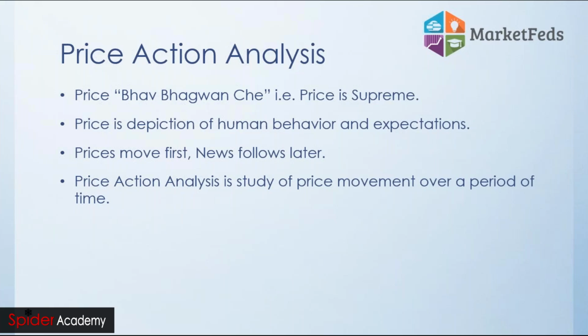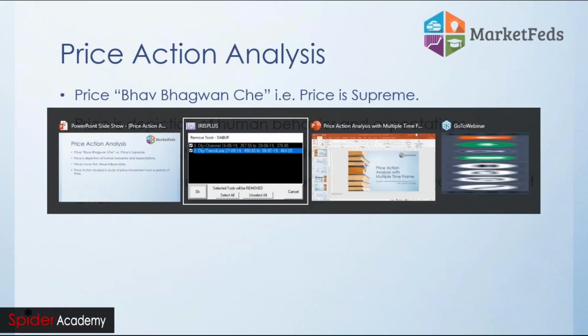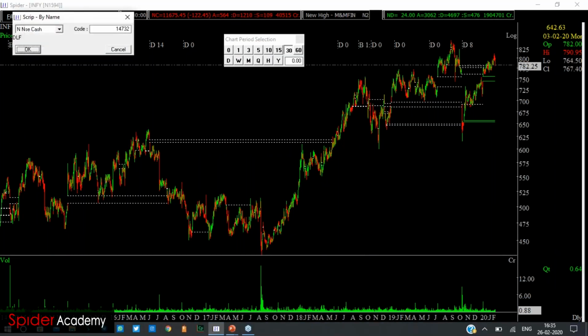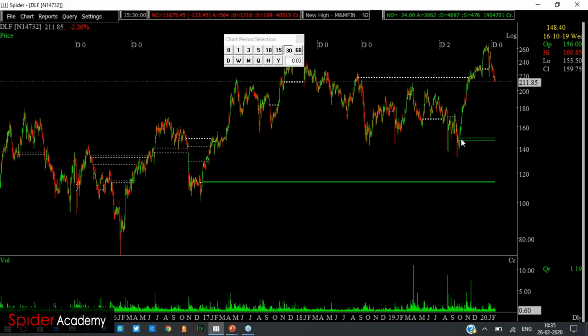I will just explain with one simple example of DLF, wherein the price moves first and the news follows later. We know what happened with DLF last year. It went up suddenly in October over here. Why did this happen?